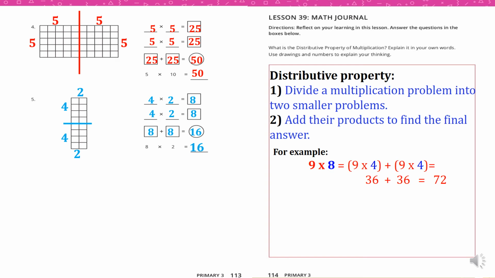I will use the large array or large multiplication problem. I will split it into 2 smaller problems. Then I will add their products to find the final answer or the final area, the total area. For example, if I have 9 times 8, I will split this 8 into 4 plus 4. So I will distribute 9 into 4 and 4. 9 times 4, 36, and 9 times 4, 36. 36 plus 36 equals 72.